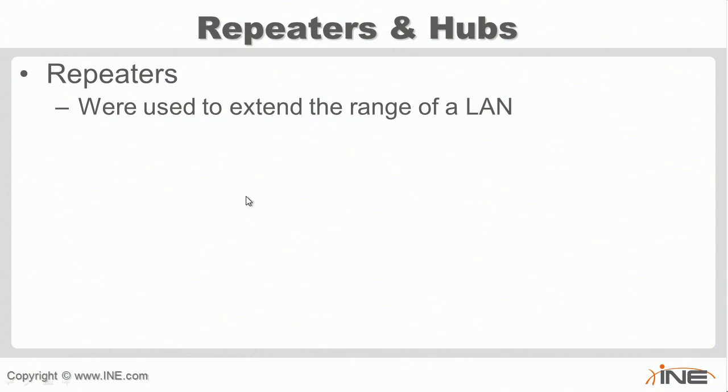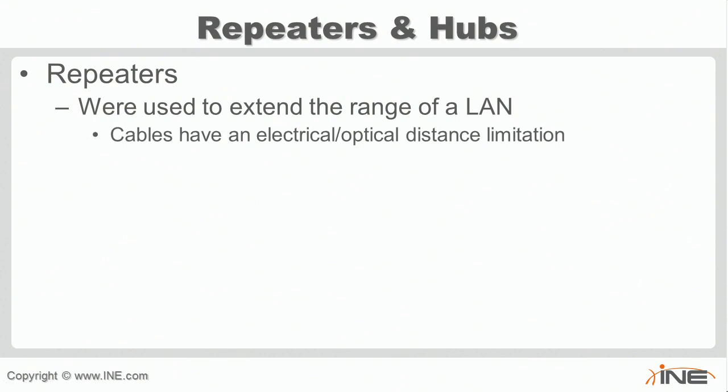So this was one of the main things that we use repeaters for, is basically just to extend either the electrical distance, or in the case of fiber optics, you could have layer 1 fiber repeaters that basically take the optical signal in, or the light in from one side, and then just send it back out the other side.